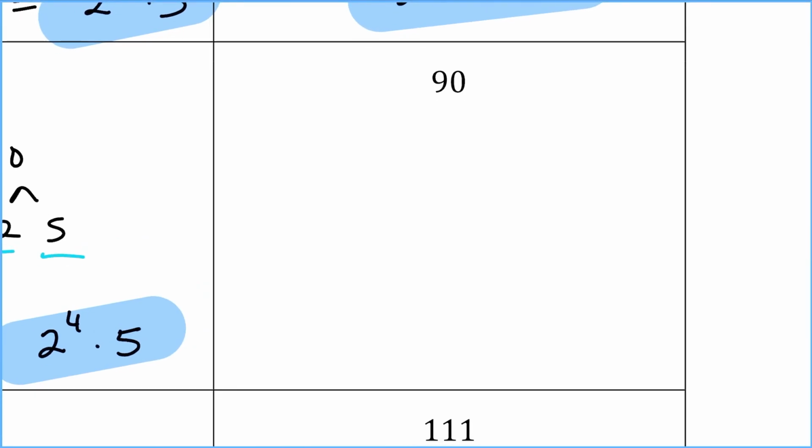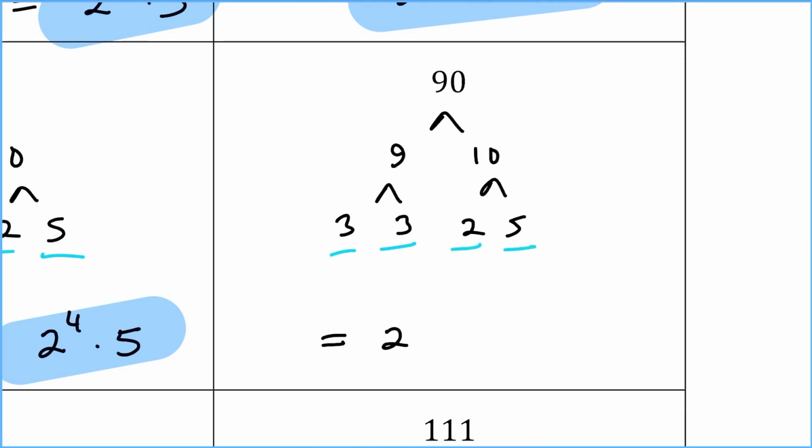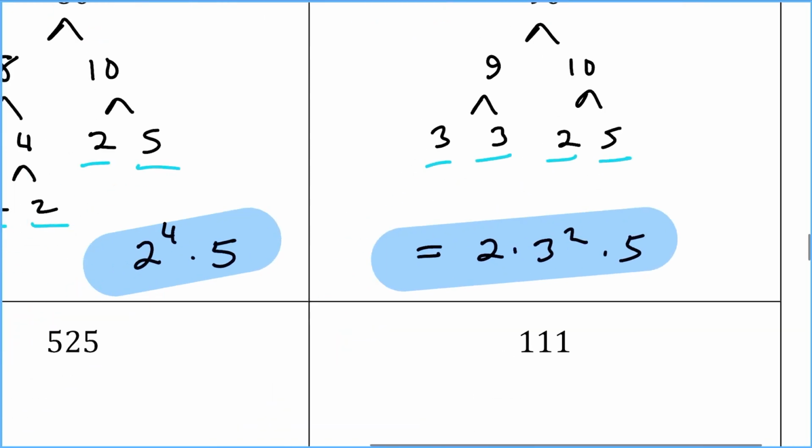90. 90 is going to be 9 and 10. 9 can be split into 3 and 3, 10 into 2 and 5. So we have two 3s, a 2 and a 5. Now, we do like to put these in numerical order, so the 2 will go first. We have two 3s for a 3 squared times 5, and that is the prime factorization of 90.